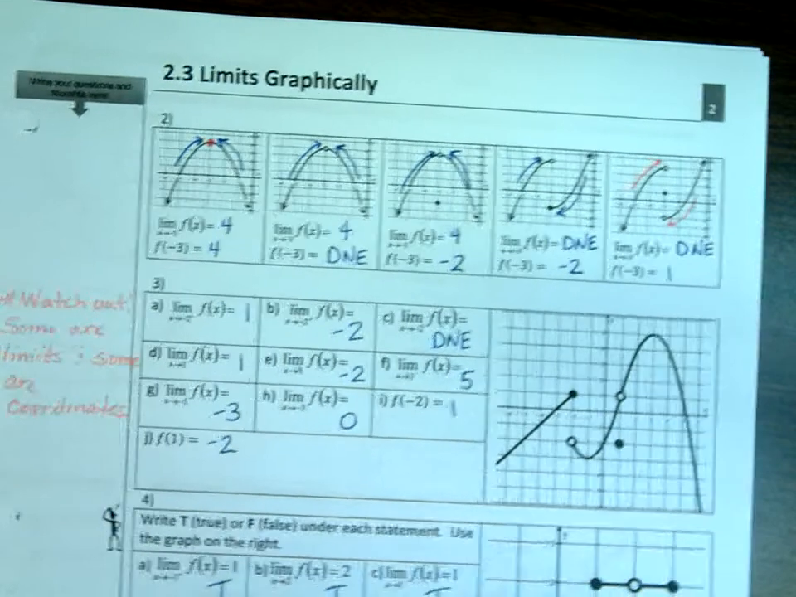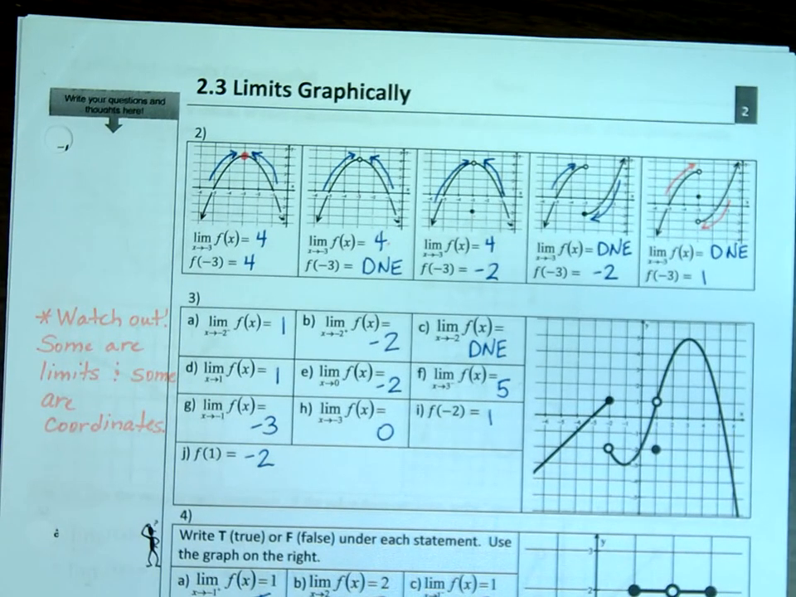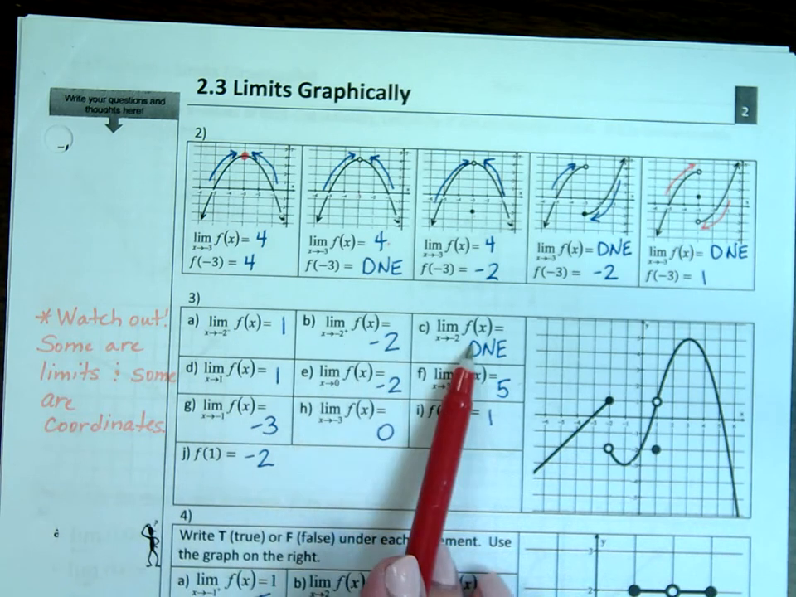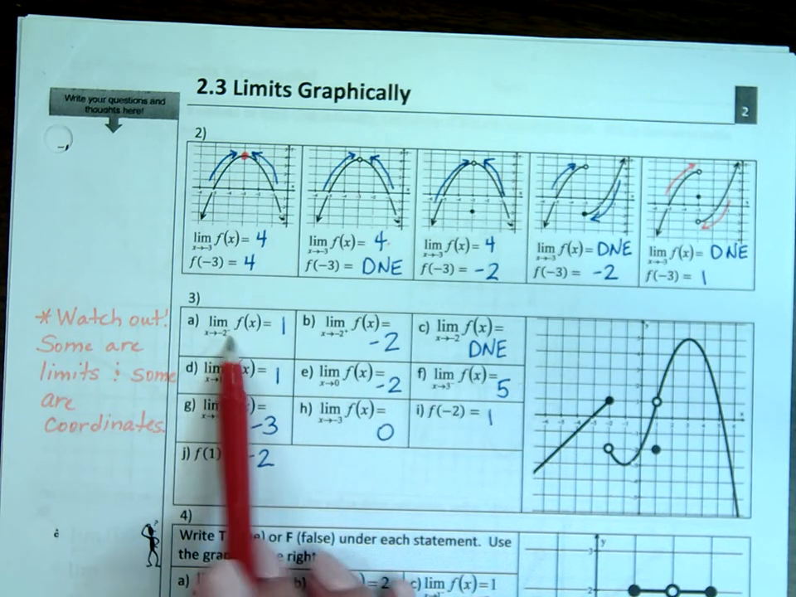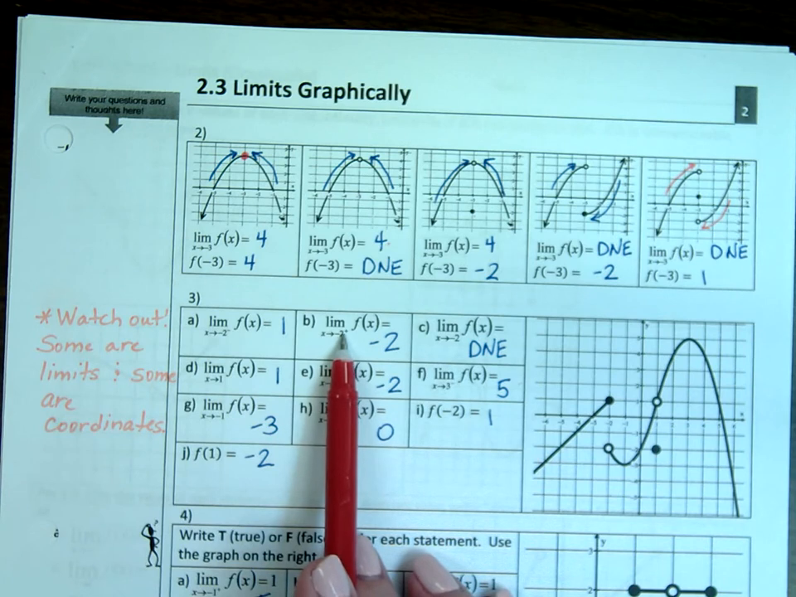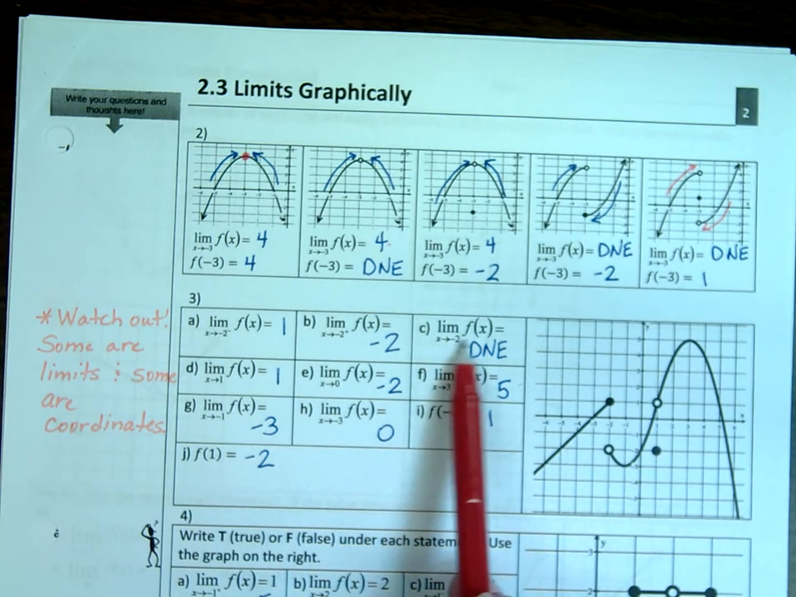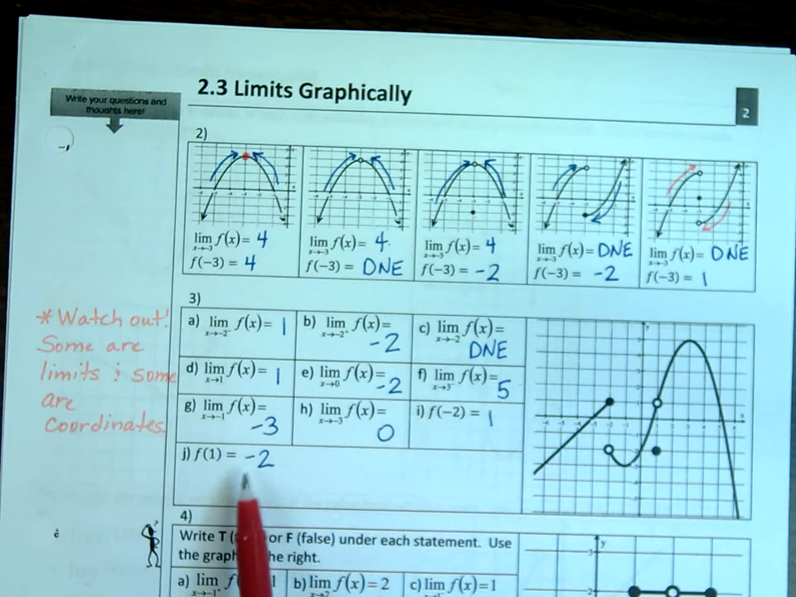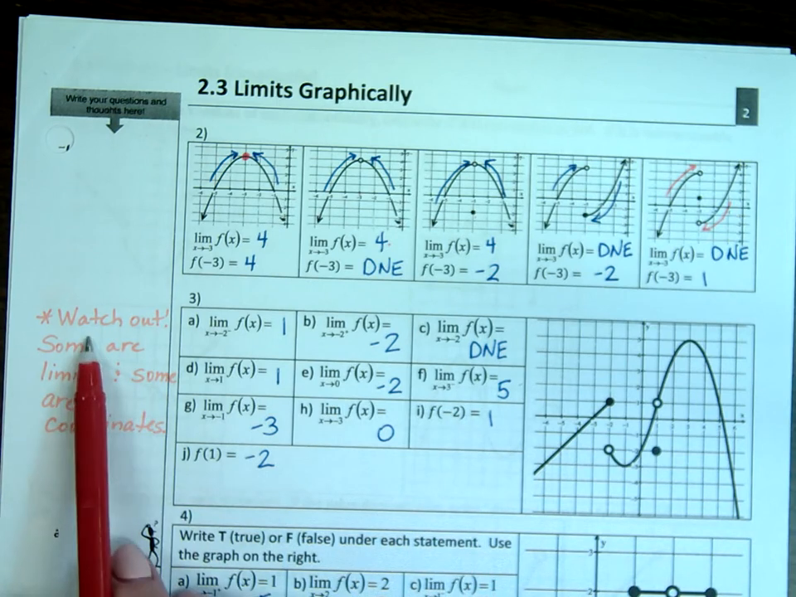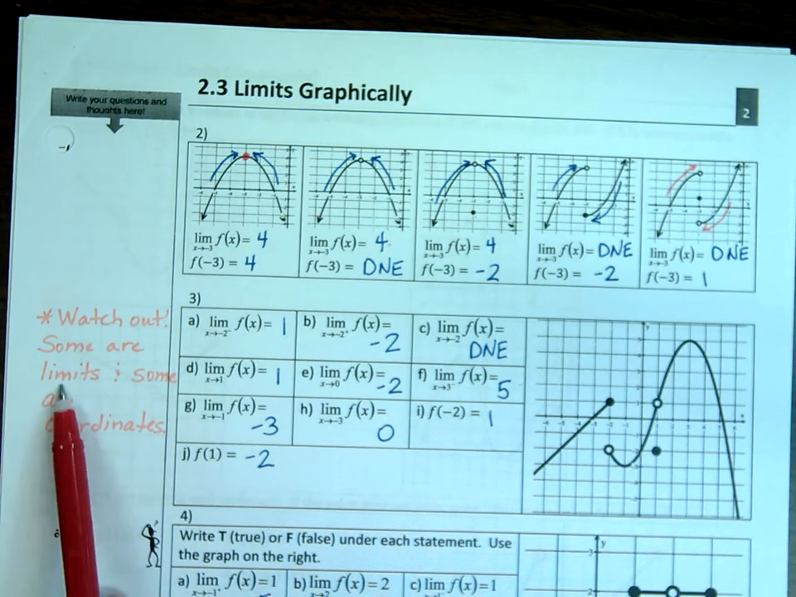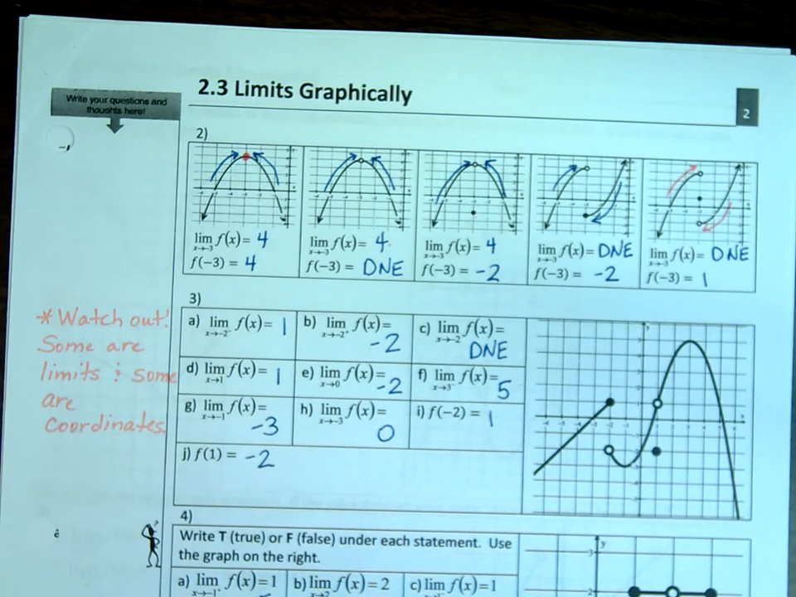So here's what my note was in the margin to be aware of. If I'm looking at this set, and you'll see this in the practice problems we're going to do in just a second, I see these different notations. Some are from the left, with the little negative sign afterwards, some are from the right, with a little plus sign afterwards, and then some don't say anything at all. That means I have to check left and right. But then I get down to letter I here. That's asking you for the coordinates. So watch out, little warning: some are limits and some are coordinates. You've got to be careful of what he's asking you for. So watch your notations here, which ones are coordinates versus which ones are limits.